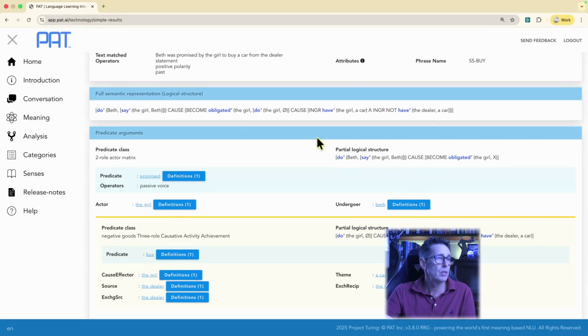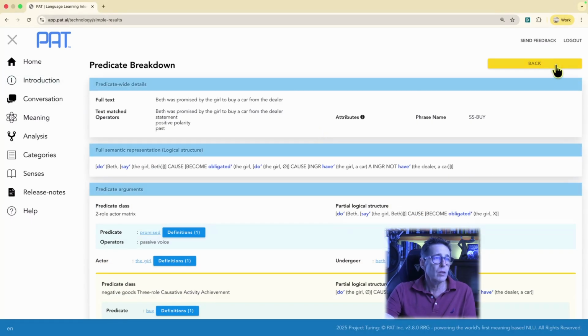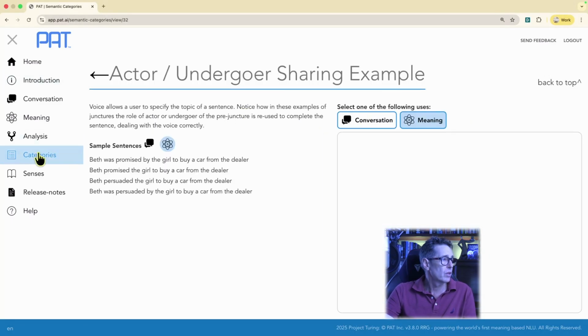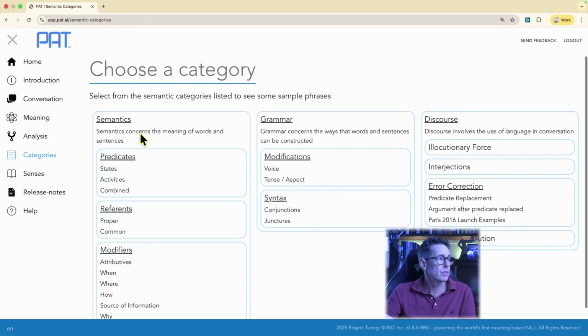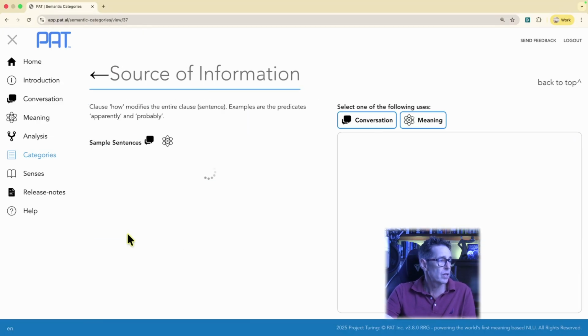And if we were to use that in a conversation, if you said, who bought the car? The girl promised. Well, we're seeing here that the girl was obligated for the girl to buy the car. So I'm giving you the most difficult example there. So the final piece is semantics. So we can break down different types of sentences.